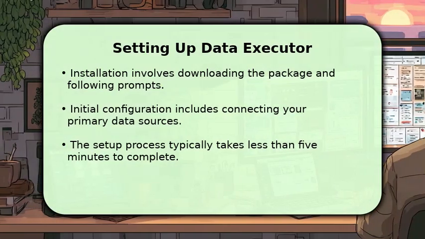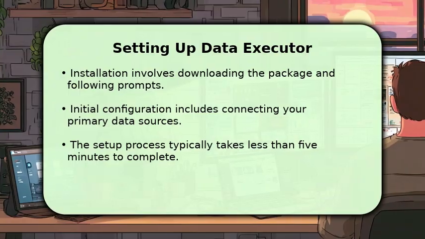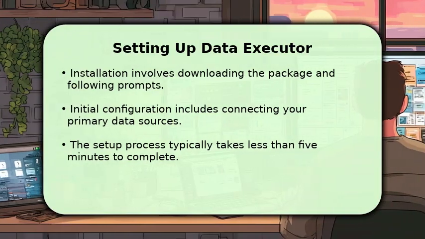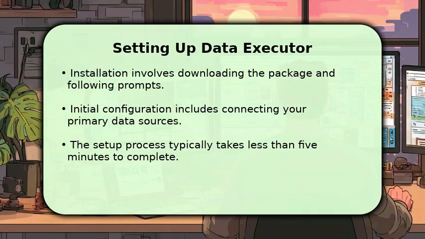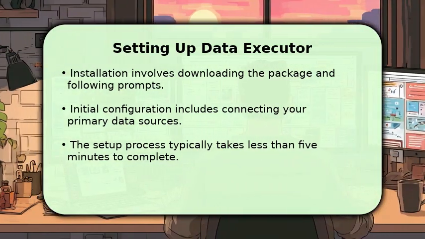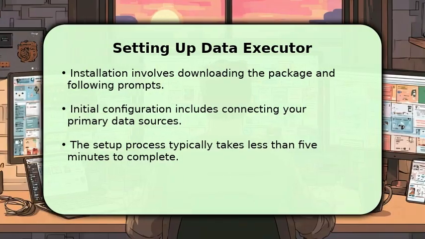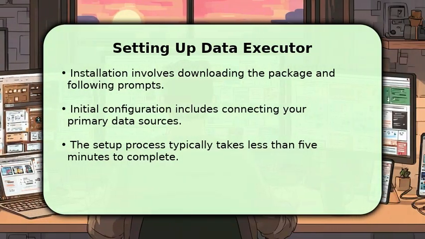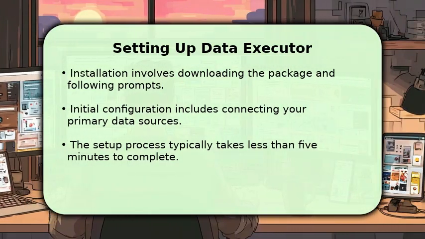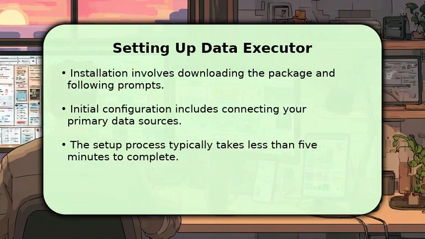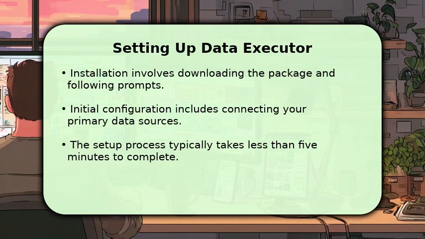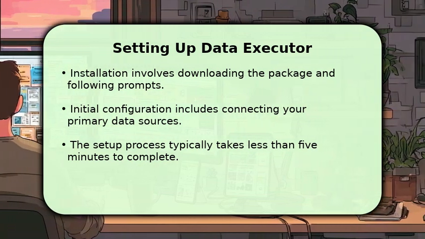To begin, setting up Data Executor involves three main steps. First, download the installation package from the official website. Next, follow the on-screen prompts to complete the installation, which typically takes less than 5 minutes. Finally, configure your initial settings by connecting your primary data sources. This ensures Data Executor can access and process your information effectively from day one, providing a solid foundation for your data tasks.